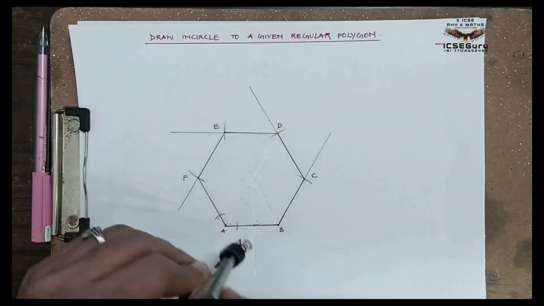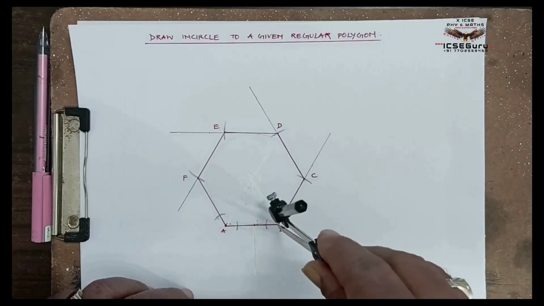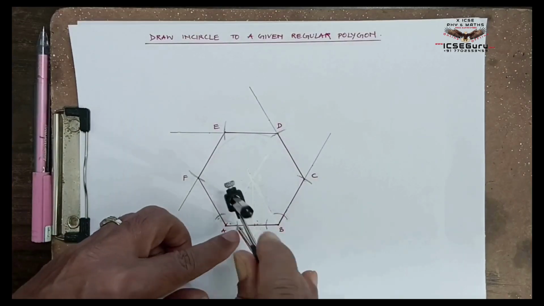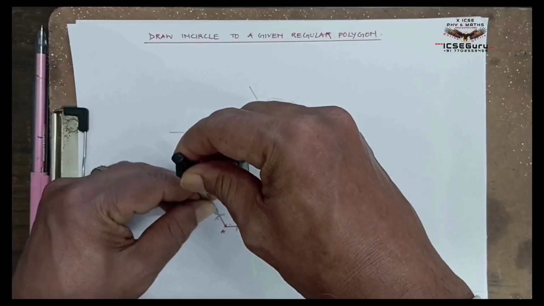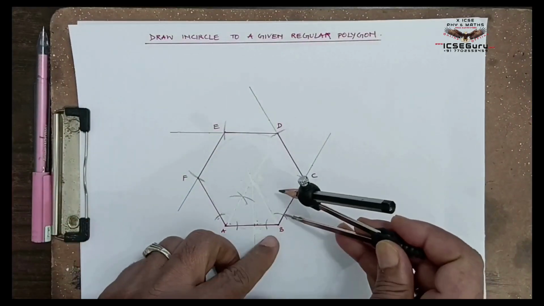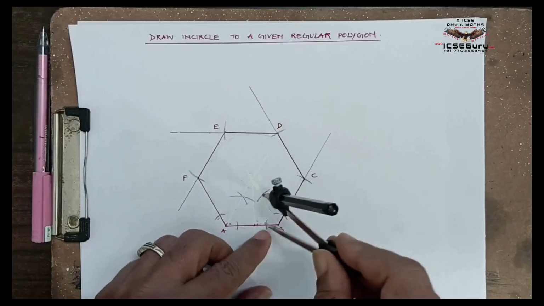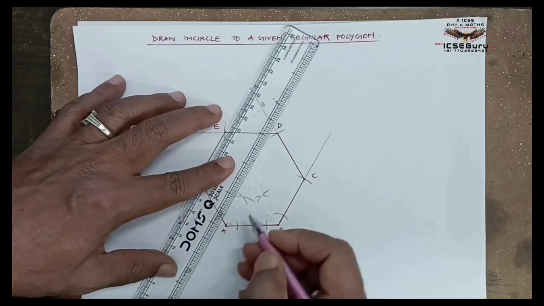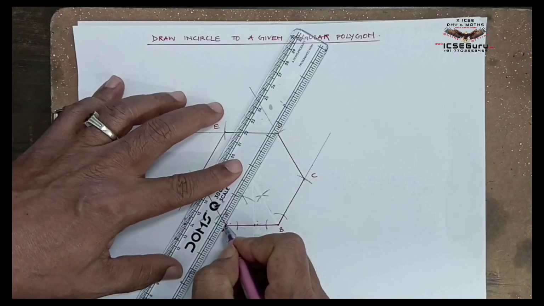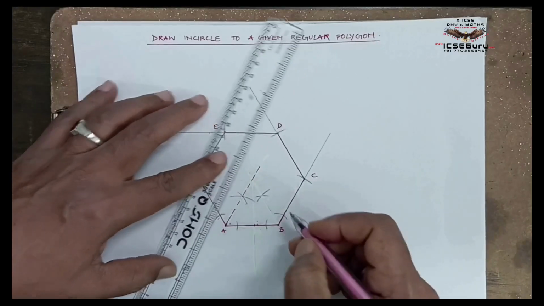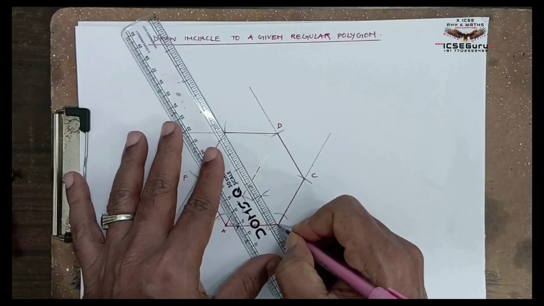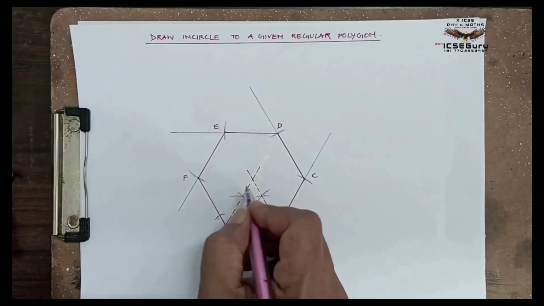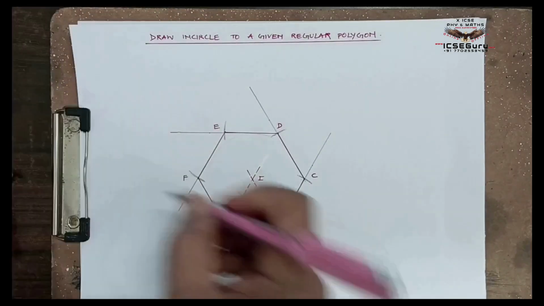Now draw angle bisectors to any two angles. I have chosen angle A and angle B of the hexagon. I am drawing angle bisectors at angle A and angle B. Draw the line which would be the angle bisector of angle A. Draw the line which would be the angle bisector of angle B. Let the two angle bisectors meet at point I.